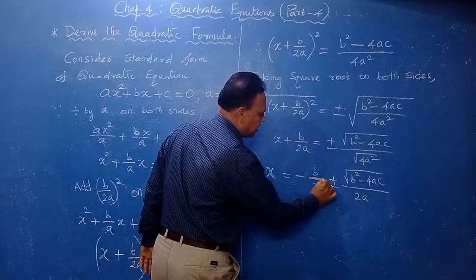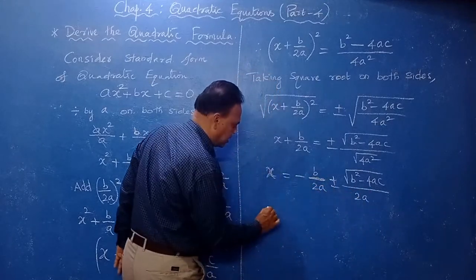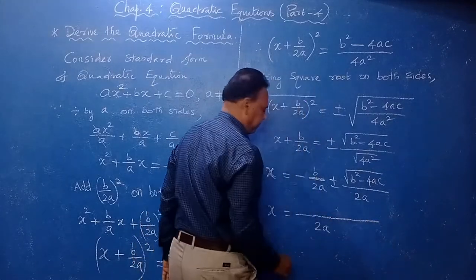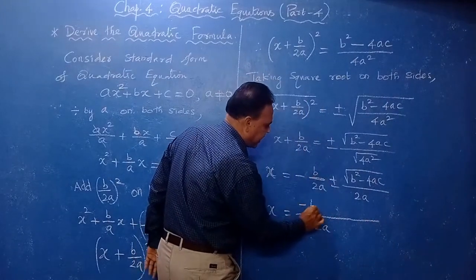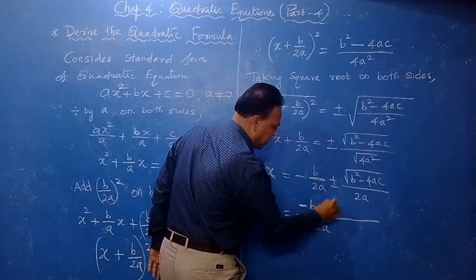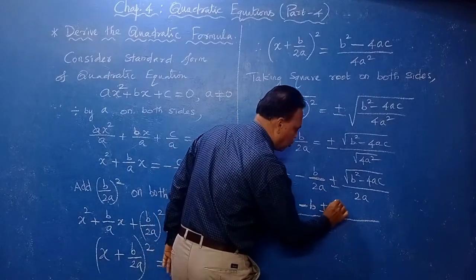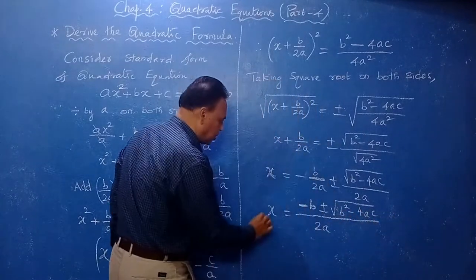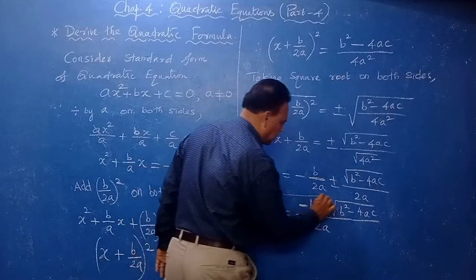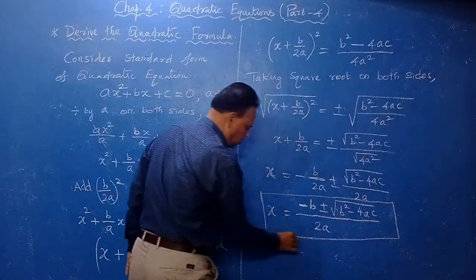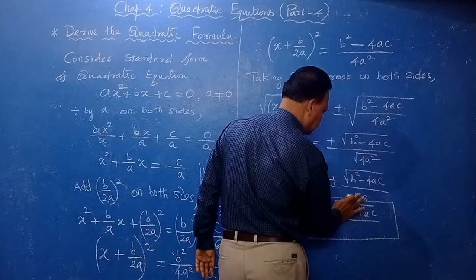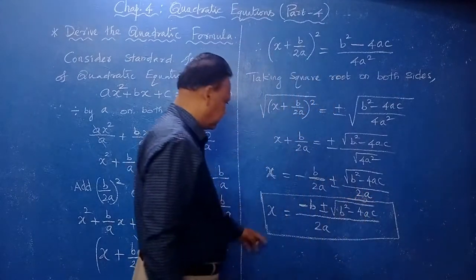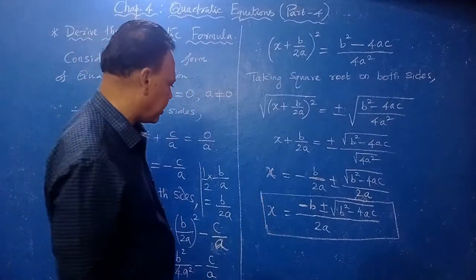Therefore, now you take LCM. Here denominator 2a, here also denominator 2a. So, x is equal to, numerator you write as it is, minus b plus or minus root over b squared minus 4ac, all over 2a. So, this is called the quadratic formula. This is known as the quadratic formula.